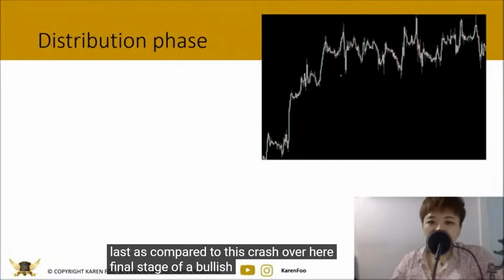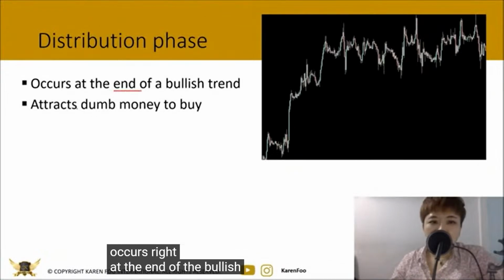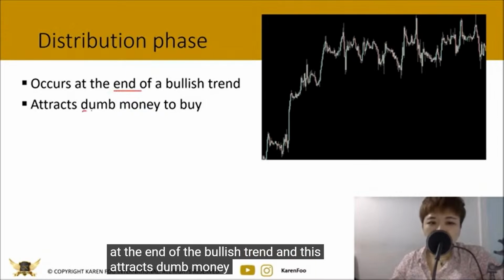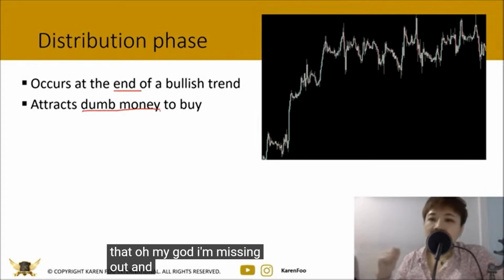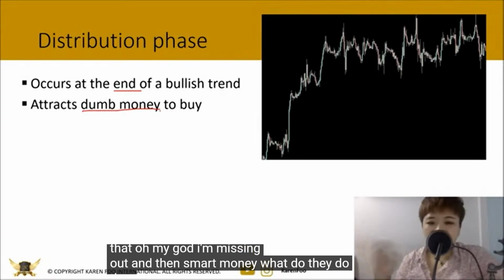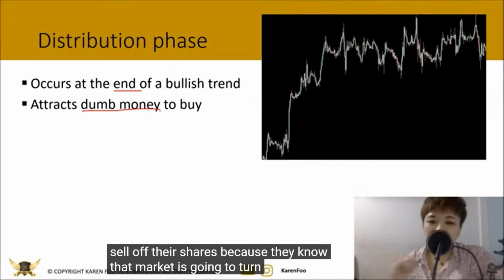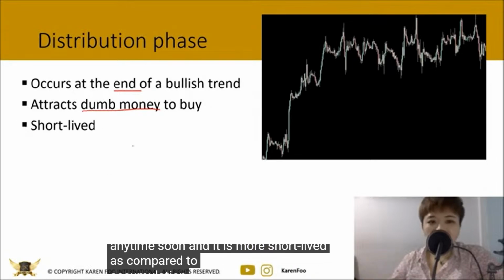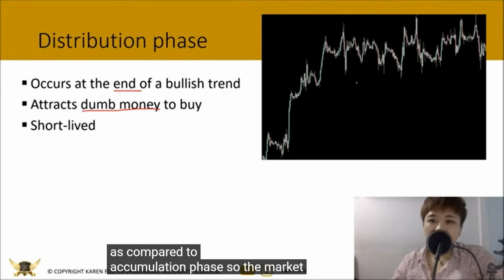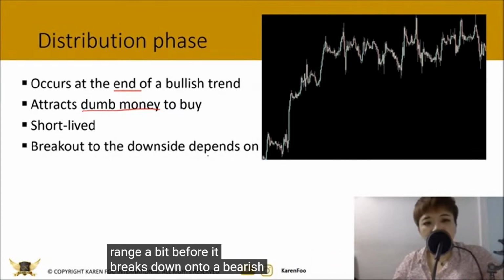Final stage of a bullish trend. It occurs right at the end of the bullish trend, and this attracts dumb money to buy. Dumb money will come in and buy because they feel that, oh my god, I'm missing out. And then smart money, what do they do? They sell off their shares because they know that the market's going to turn anytime soon. It is more short-lived as compared to the accumulation phase. So the market would range a bit before it breaks down into a bearish trend.